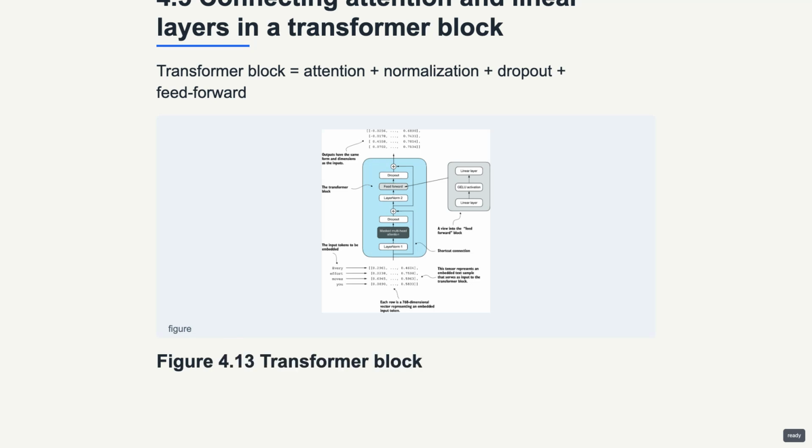The key point in this figure is the flow through the block. Token vectors enter, pass through attention and feed-forward processing, then come out with the same width. That shape preservation is what allows the block to be used repeatedly in GPT.